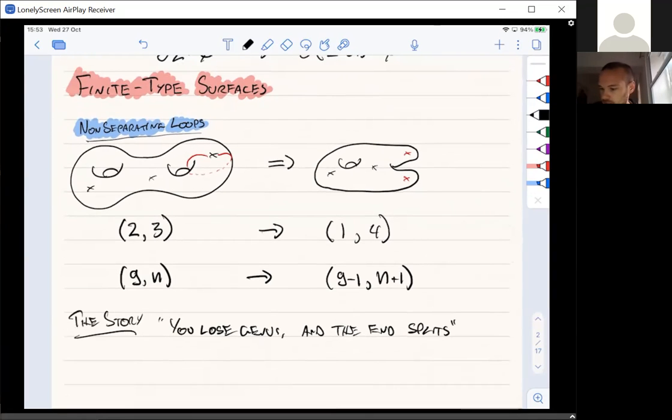So that's non-separating loops. And what this tells you actually, if you put a metric on this surface, is the limit harmonic structure? For now, no. I'm just thinking about these as topological surfaces.